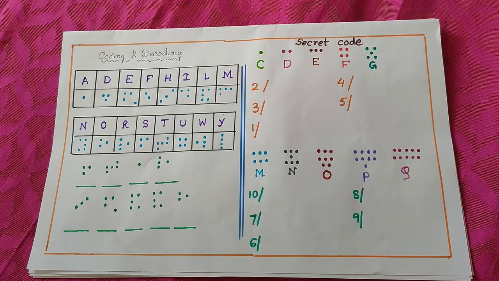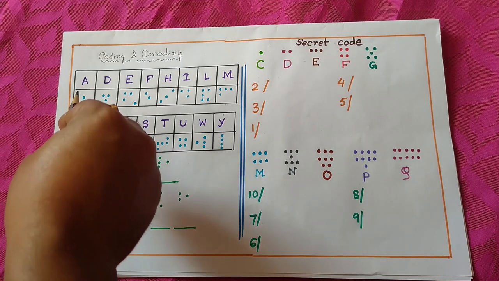In this session, we are going to be doing this worksheet, which is basically on coding and decoding for class KG students. This is the first page. As you can see on the top, we have the heading, coding and decoding. So let's start with the codes and decodes.